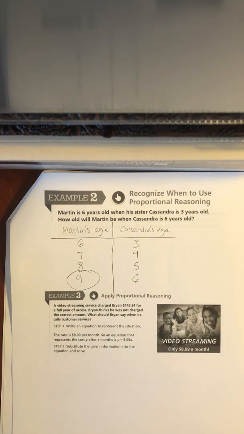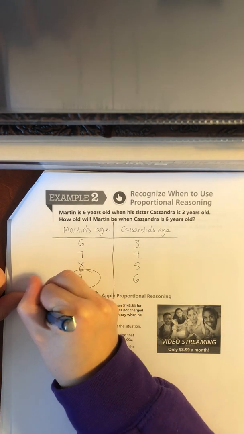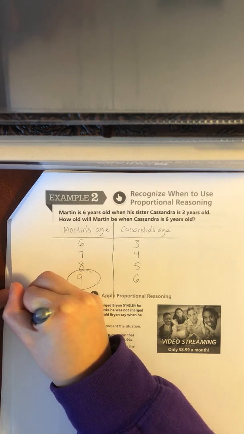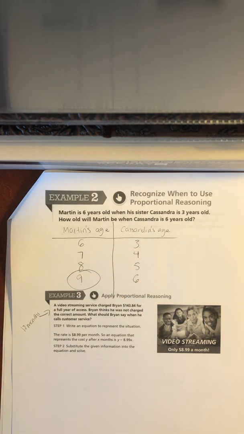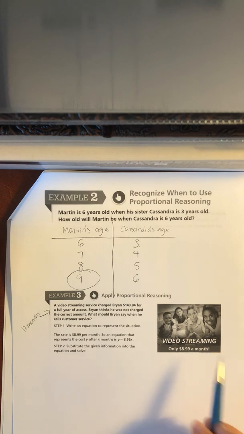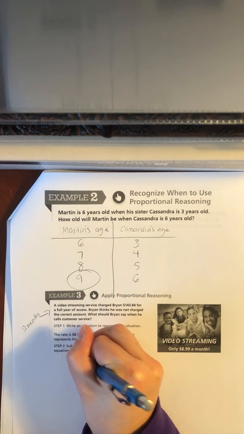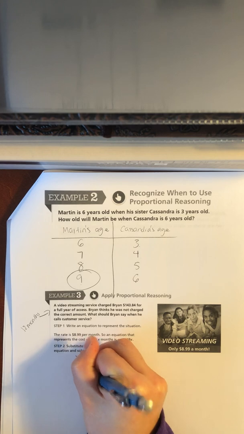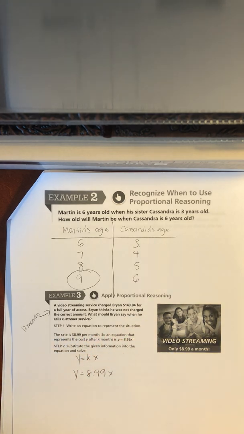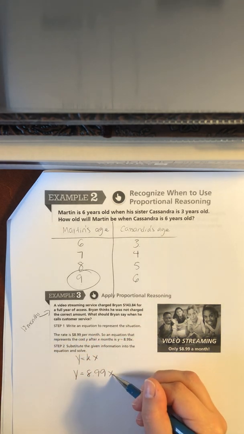A video streaming service charged Brian $143.84 for full year access. So remember, full year, that's 12 months. Brian thinks he was not charged the correct amount. What should Brian say when he calls customer service? Write an equation to represent the situation. So the rate is $8.99 per month. Shows that here, it's $8.99 per month. So we can create the equation. Remember, y equals kx, so it's y equals 8.99x. X stands for the number of months.